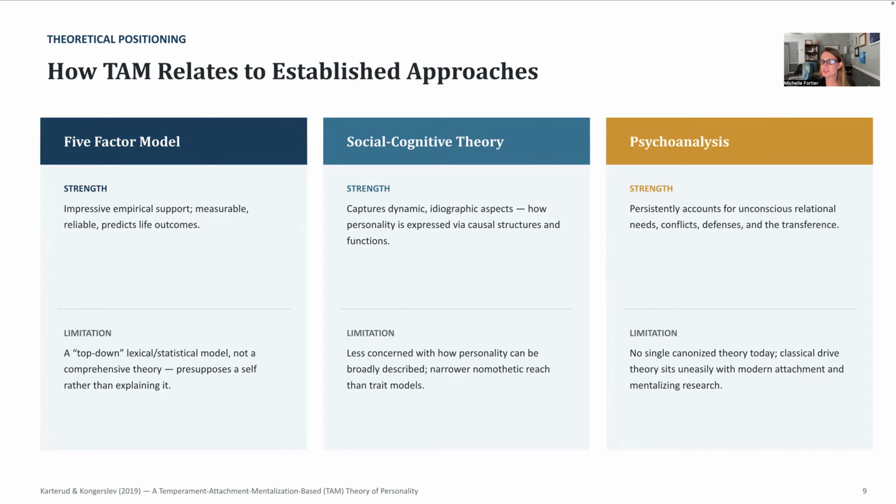Psychoanalytic. The strength is it persistently accounts for unconscious relational needs, conflicts, offenses, and the transference. The limitation is there's no single canonized theory today. Classical drive theory sits uneasily with modern attachment and mentalizing research. I'm not a big psychoanalytic fan, although I'm hearing that it's making a comeback. Don't call it a comeback.